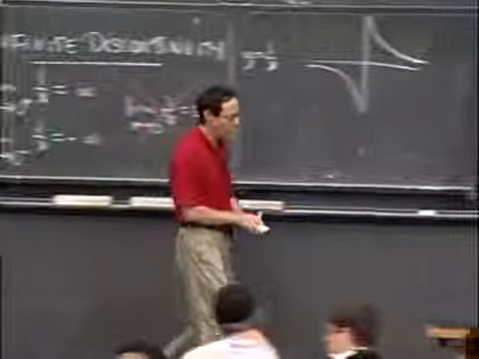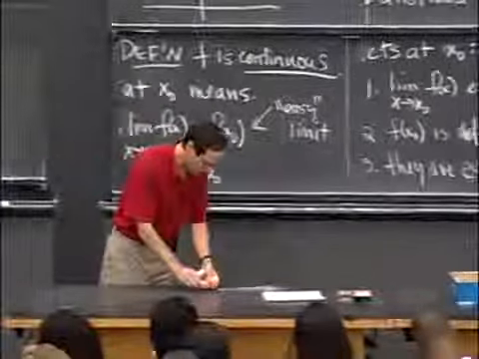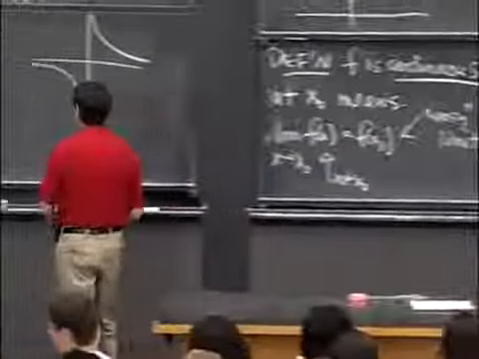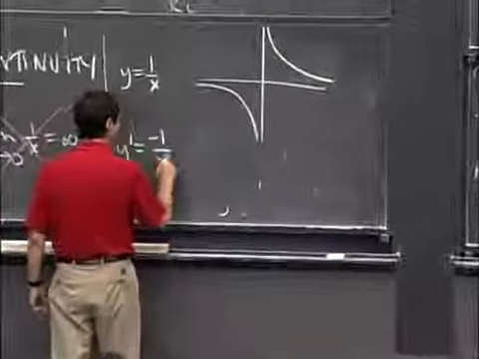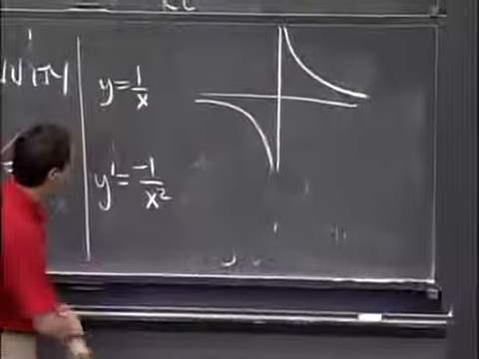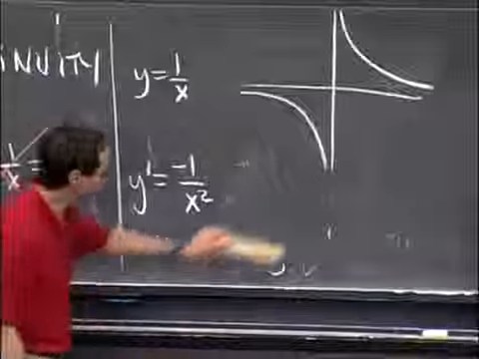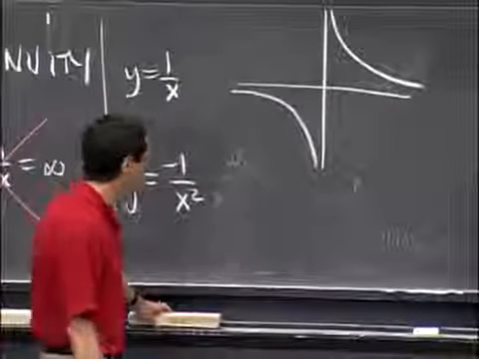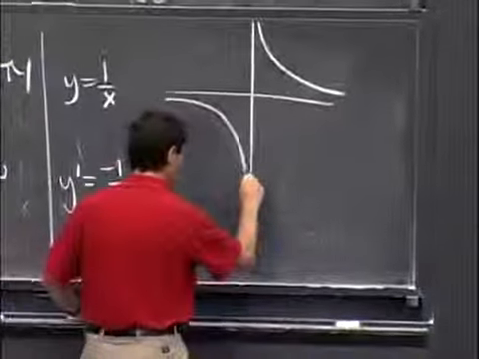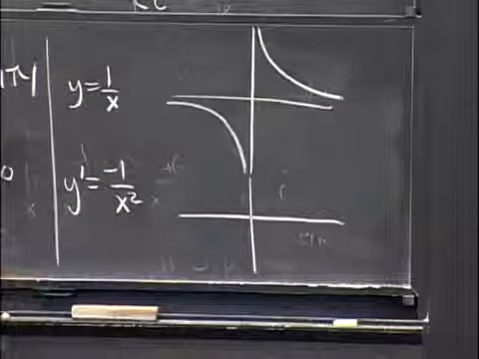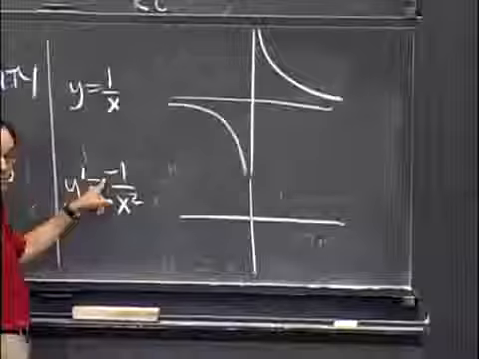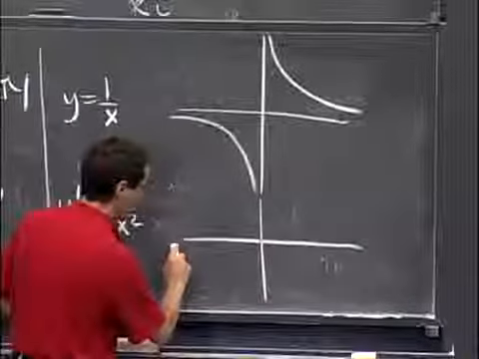Okay, so now in addition, I just want to point out one more thing. Remember, we calculated the derivative, and that was minus 1 over x squared. But I want to draw the graph of that and make a few comments about it. So I'm going to draw the graph directly underneath the graph of the function. And notice what this graph is. It goes like this.